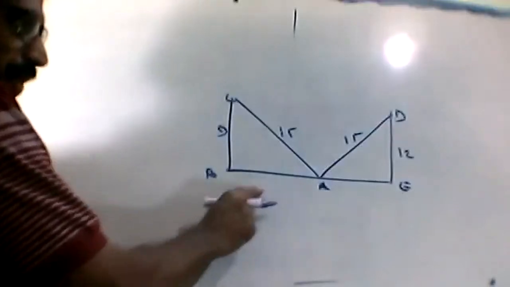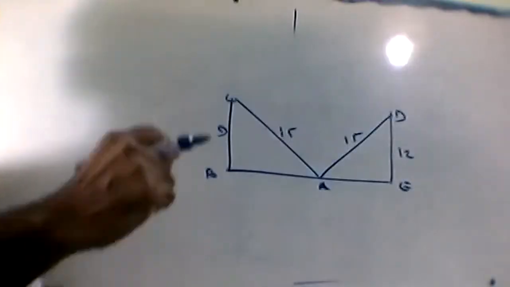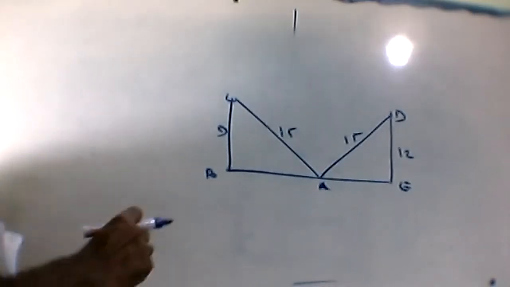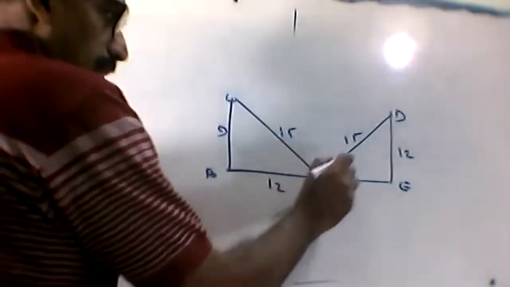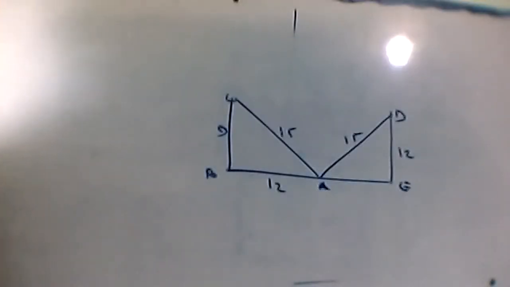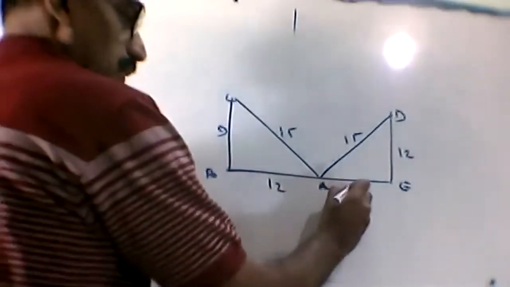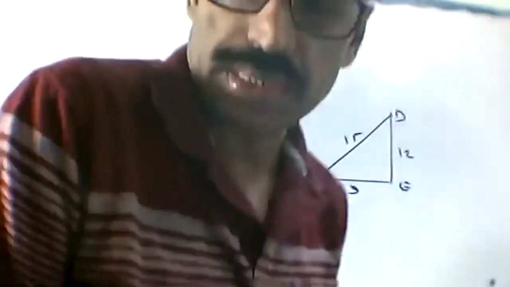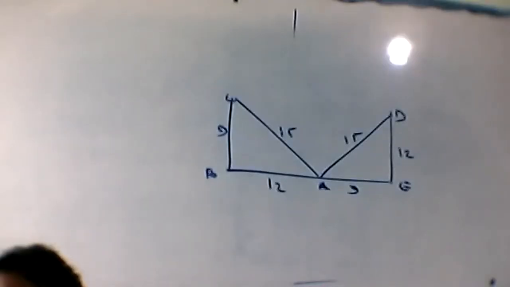Now we can find first distance. 15 square minus 9 square. 225 minus 81, it is 144, right? That is 12. Now 15 square minus 12 square, how much? 81. Square root of 81 is 9. So total distance what? 21. Total distance is 21. Okay.